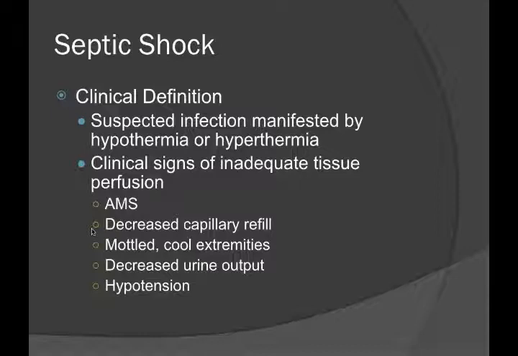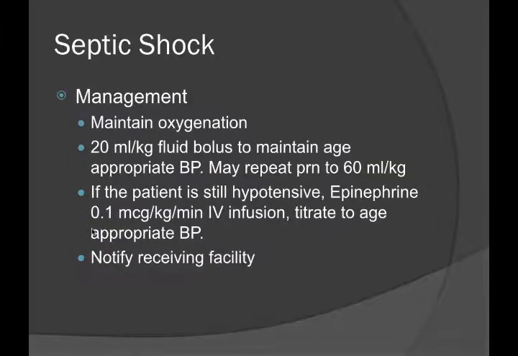So septic shock in children can present just like septic shock in adults. And the clue on your pediatric assessment triangle is really the poor skin perfusion. And so the child will often be altered, but a kid who's septic often appears mottled, has decreased capillary refill, and then hypotension for age.